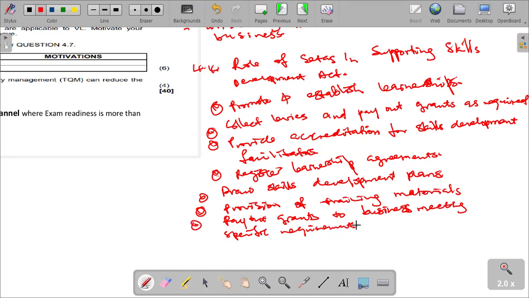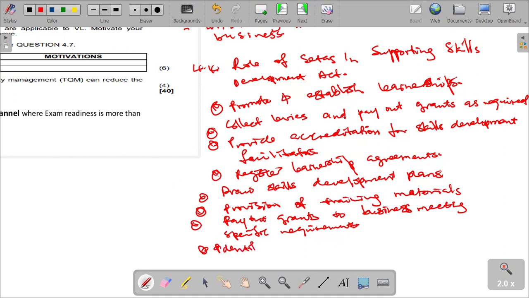Businesses meeting specific requirements do receive grants in terms of skills development. We can have any other programs or answers that we can give there. Identify suitable workplaces for practicals. That can also be a good point there.